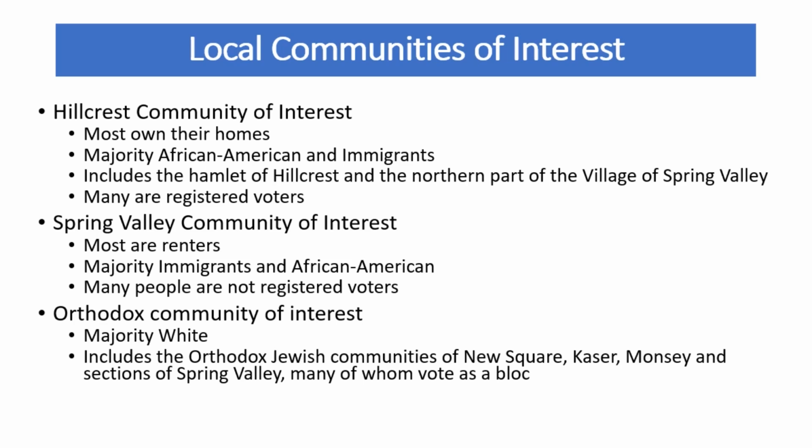The third community of interest I'm calling the Orthodox community of interest. This is different racially, they're majority white, and includes the Orthodox Jewish communities of New Square, Kaiser, Muncie, and sections of Spring Valley, many of whom vote as a block.